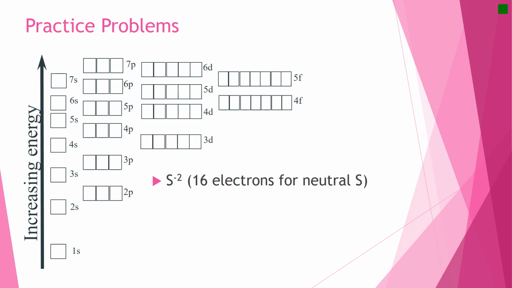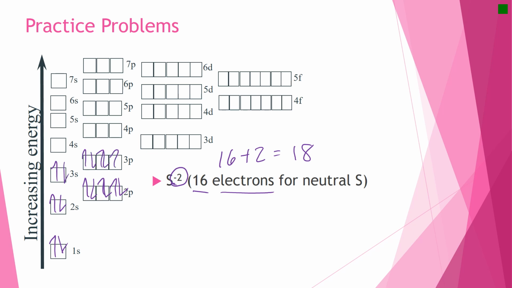Now let's try S minus 2. This is a little different because it tells you that there are 16 electrons for neutral S, but this one has a minus 2. So instead of 16 electrons, I'm going to actually be adding 2 electrons, because that negative 2 means you gain 2 electrons. So you have a total of 18 electrons I need to account for. The way you do this is 1, 2, 3, 4, 5, 6, 7, 8, 9, 10, 11, 12, 13, 14, 15, 16, 17, 18. So to translate this into the correct electron configuration, we do 1s2, 2s2, 2p6, 3s2, 3p6.